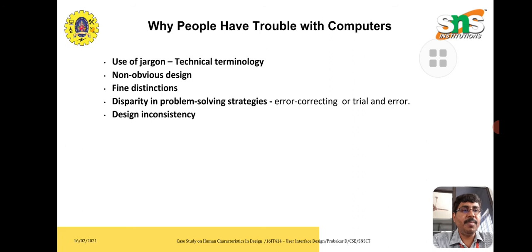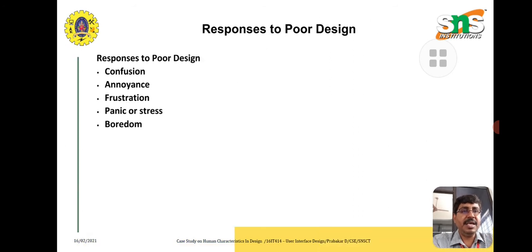So these are the problems. And what makes a design not attractive to the user? Confusion, annoyance, frustration, panic, and boredom. These make a design unattractive to the customer. So that is why people struggle with the computer: because we should know how to design the user interface, and these are the factors we should consider.